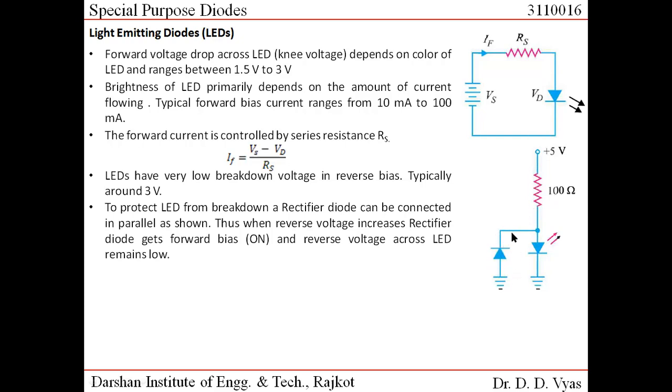And when the rectifier diode comes into a forward bias state, the voltage drop across it gets limited to the knee voltage, which is 0.7 volts. And hence, even if the LED is reverse biased, the voltage drop across the LED would not exceed 0.7 volts in reverse bias. And hence, it prevents the LED from getting damaged.